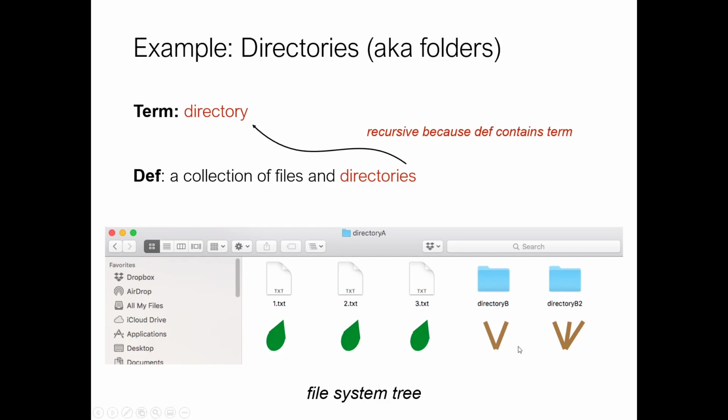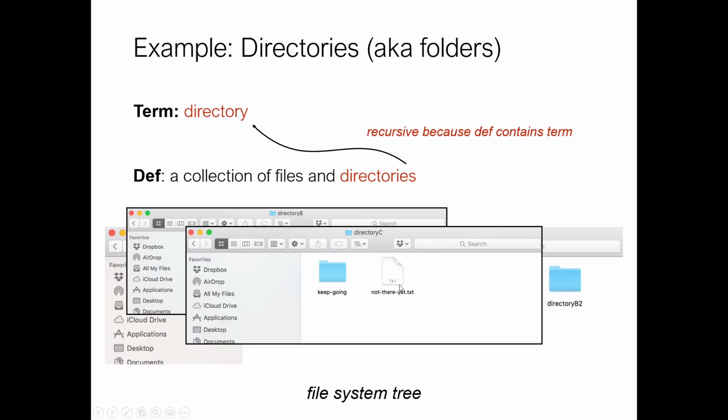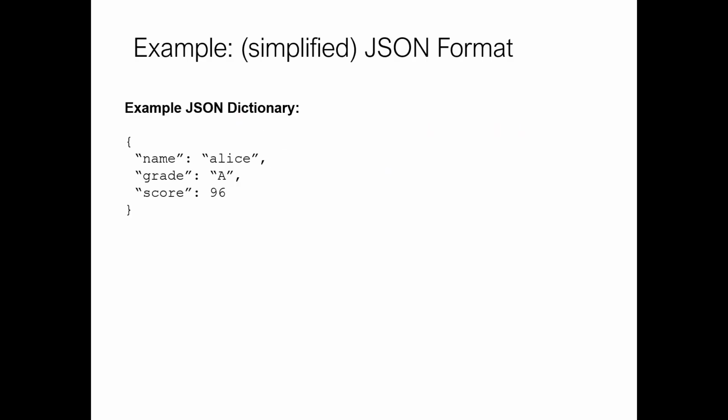On the other hand, these directories are a lot like the branches of a tree, because I can go into directory B, for example, and find that directory B contains another directory and a file, directory C. If I go into directory C, I can look, and that has yet another directory and some files. In this case, keep going. I may have made this example a little long. More directories, more directories. Good enough.